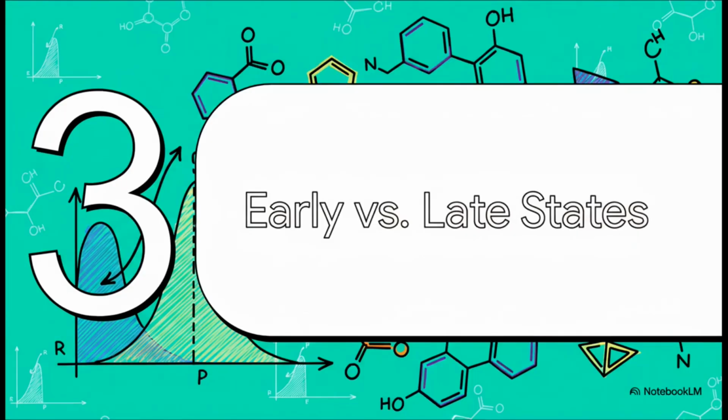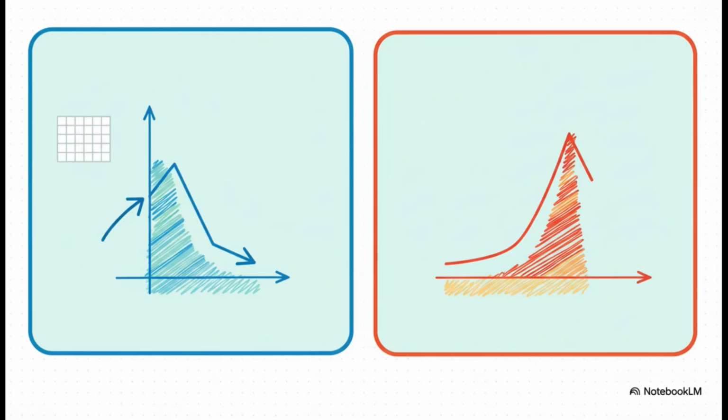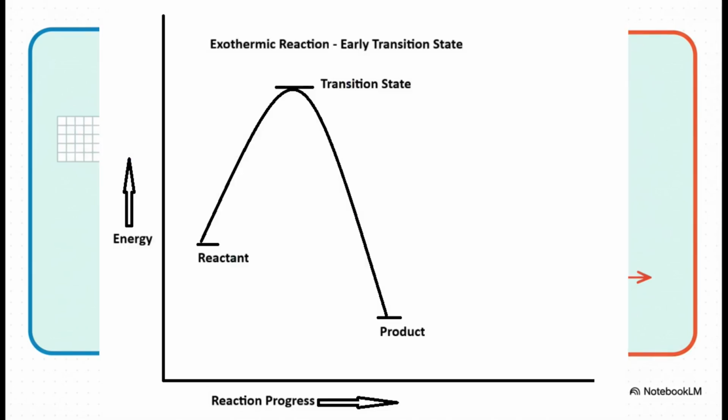Okay, so let's see how this actually plays out. There are really two main types of journeys you can take over this mountain, and they lead to what we call early versus late transition states. So we've got two main scenarios. First, you have an exothermic reaction. That's an overall downhill trip, where the products are more stable. They're lower in energy. In that case, the peak is going to be closer in energy to the reactants. We call that an early transition state.